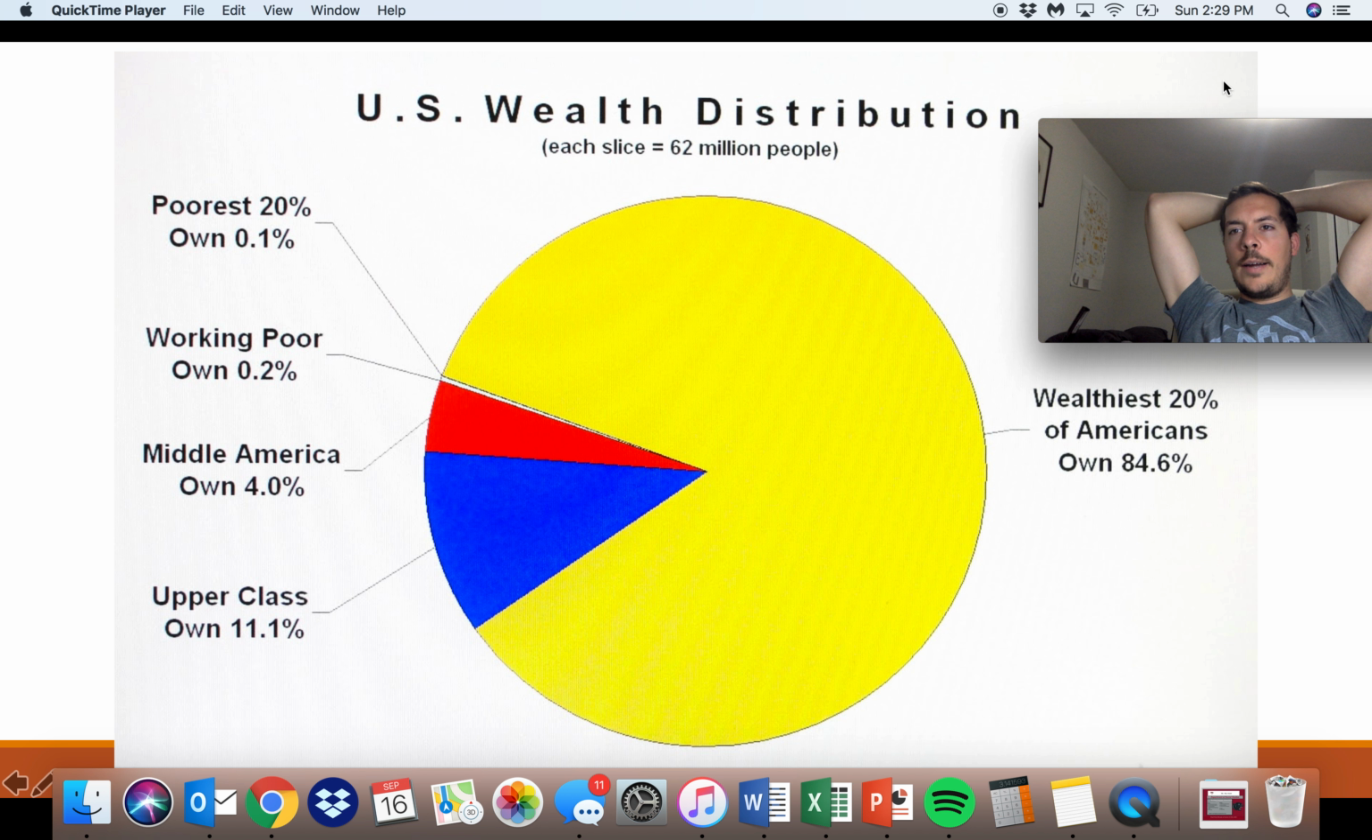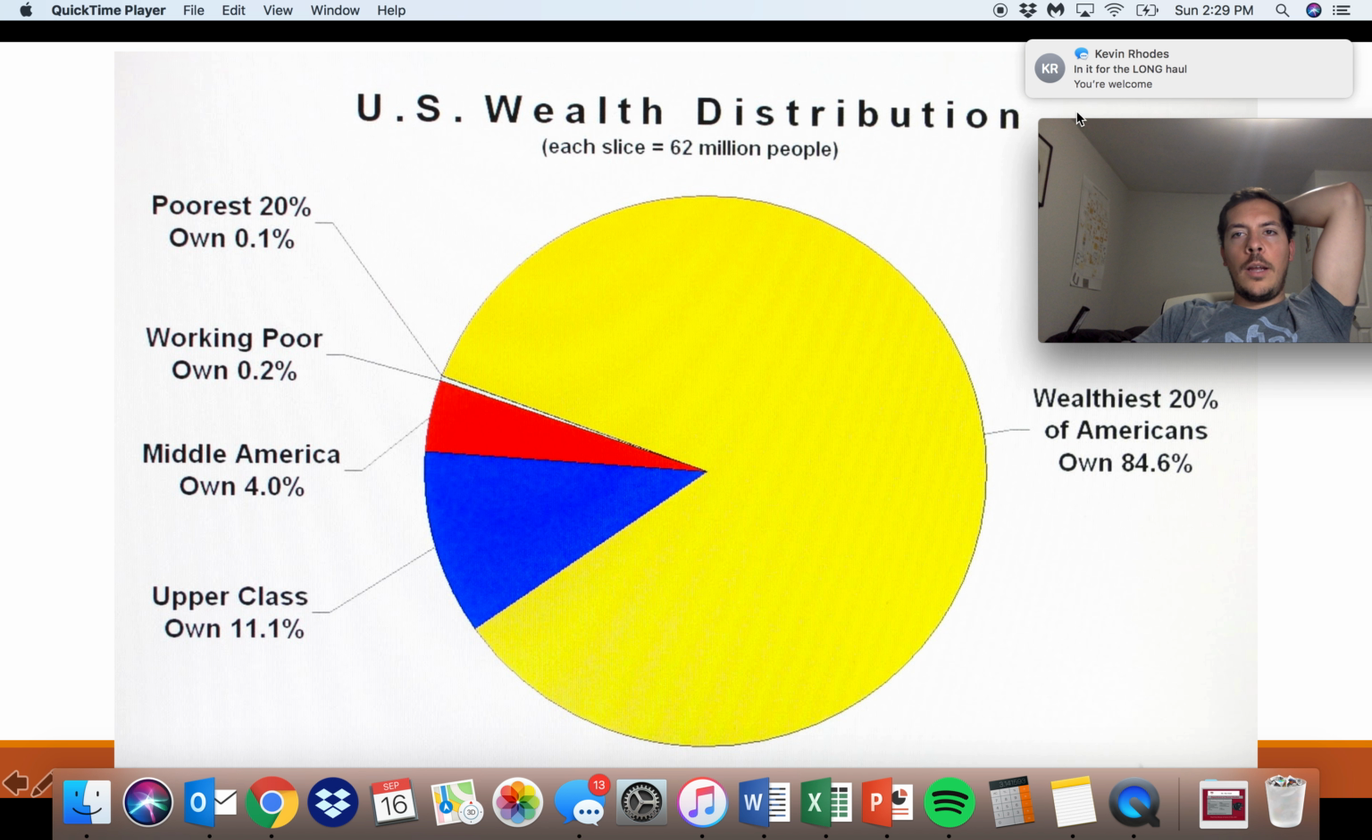All right, so what sticks out to you this time? One thing that sticks out to me is the fact that the poorest 20%, I think this is broken up by percent. So we got the poorest 20, then the next 20, the middle 20, the upper 20, and then the highest 20. So each of these is a different 20%.